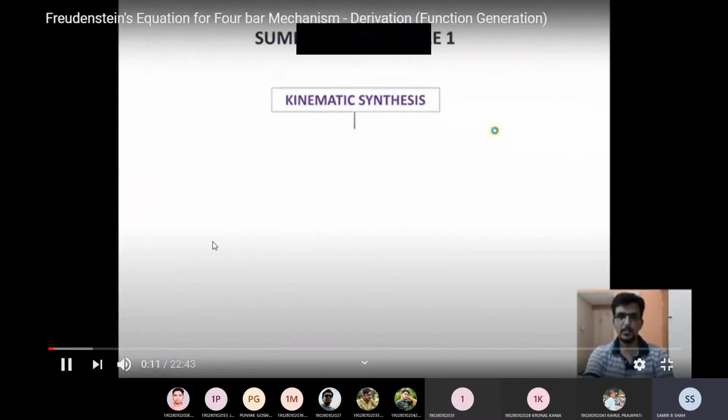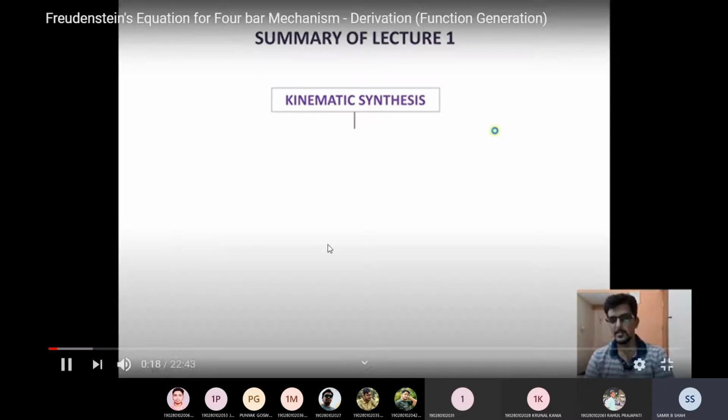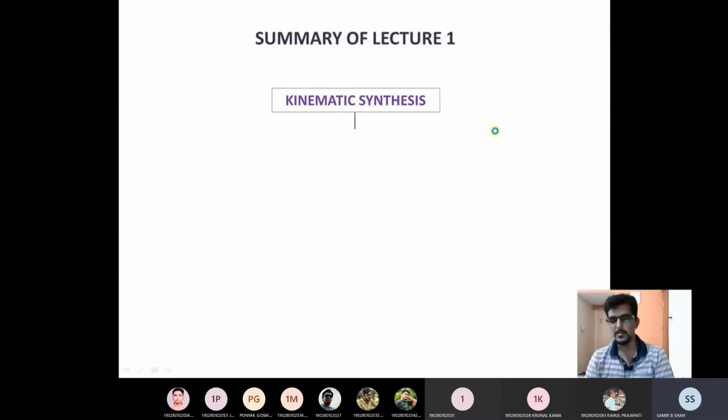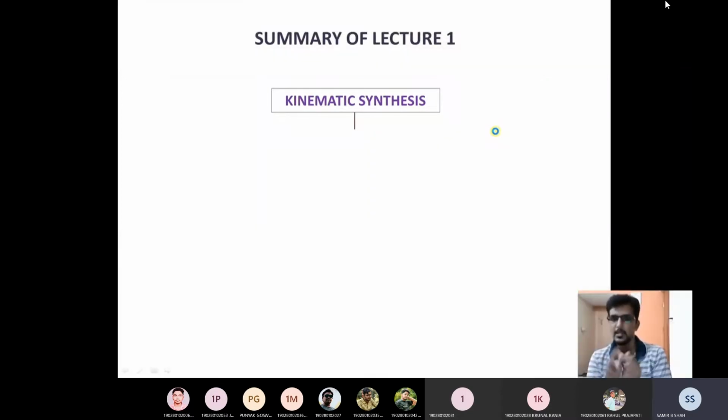Previously in lecture 1, we had discussed the difference between kinematic synthesis and kinematic analysis. Kinematic synthesis deals with creation of a new mechanism according to a set of specifications or a new idea that is conceived by a person. Whereas kinematic analysis is finding out the displacement, velocity, and acceleration for an already existing or already designed mechanism.